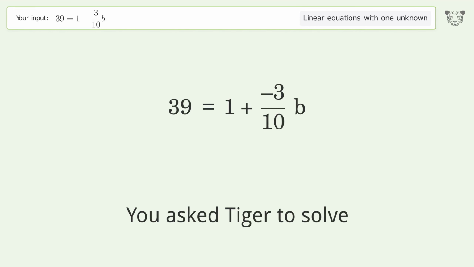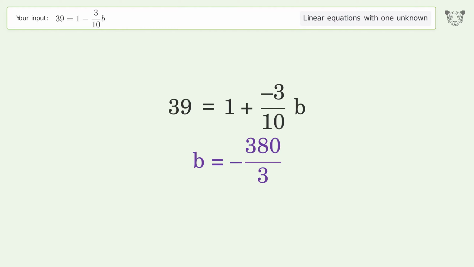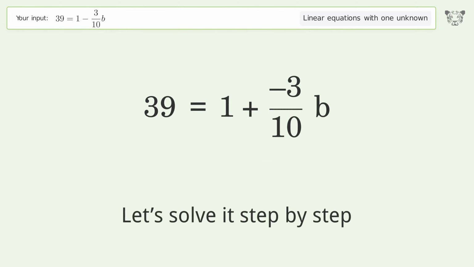You ask Tiger to solve this. It deals with linear equations with one unknown. The final result is b equals negative 380 over 3. Let's solve it step by step.